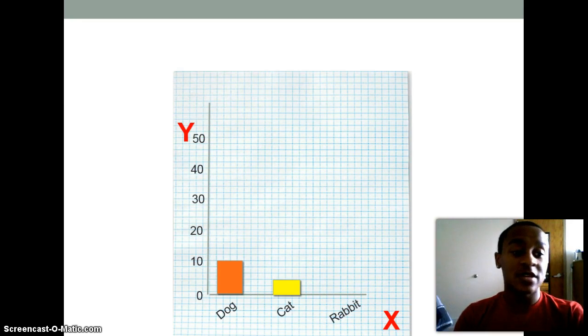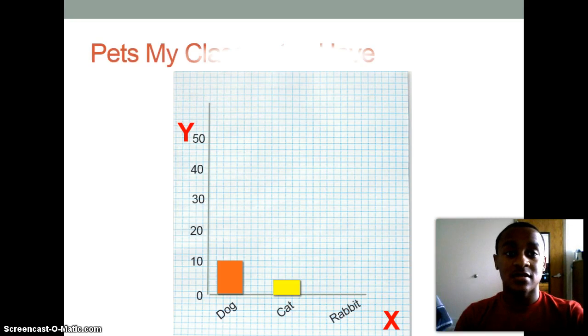The last steps for completing your bar graph are to give your bar graph a title. Since we collected data about the types of pets classmates had, we can title our graph Pets My Classmates Have. And this is how you do a bar graph.